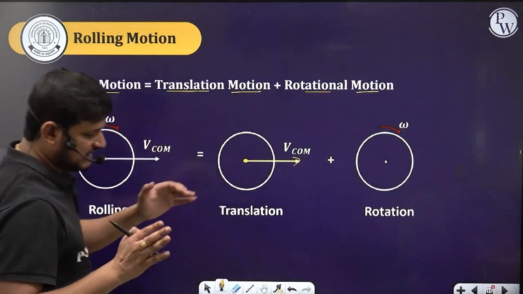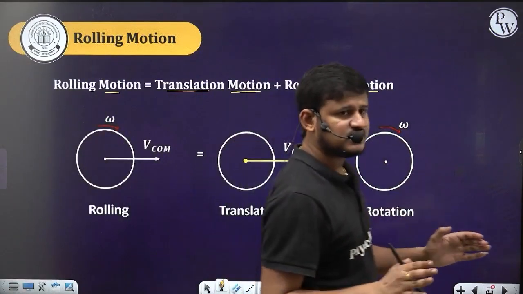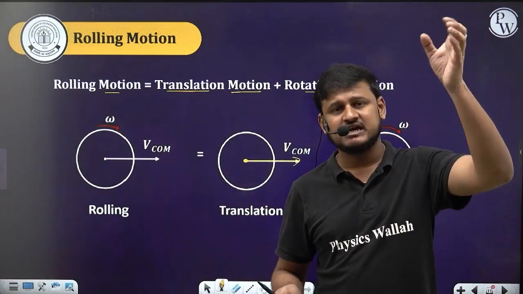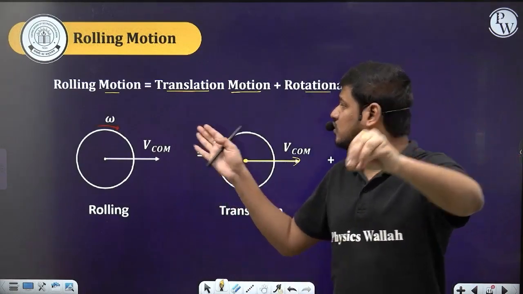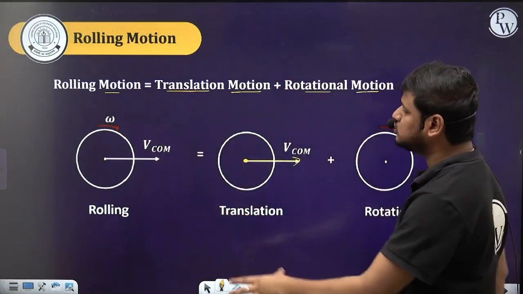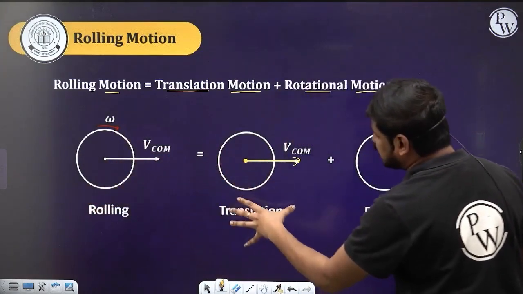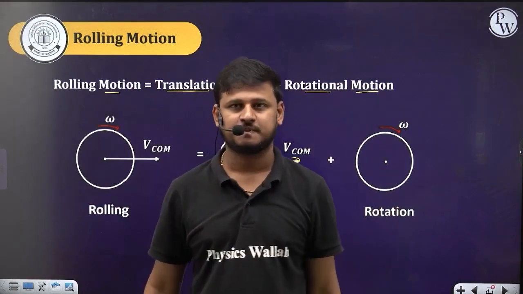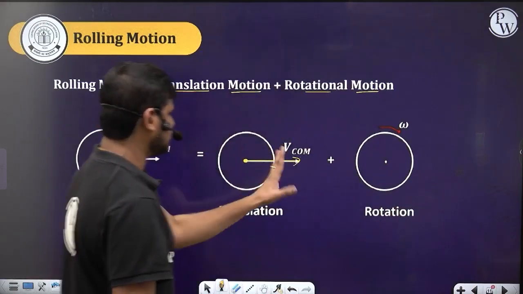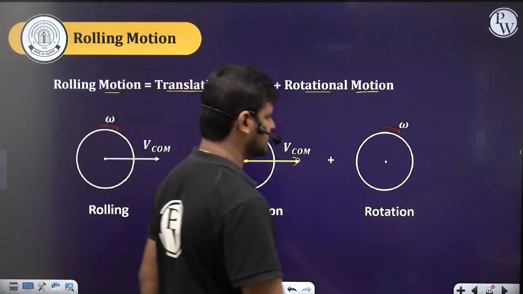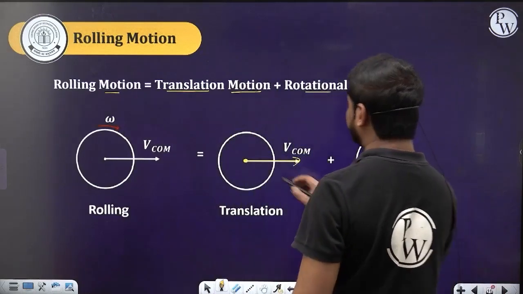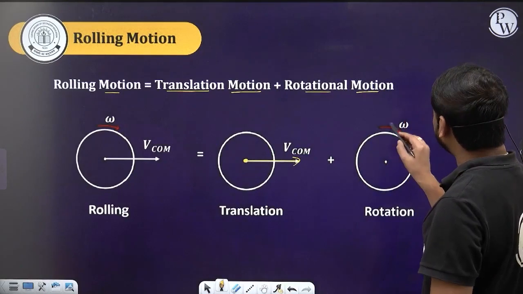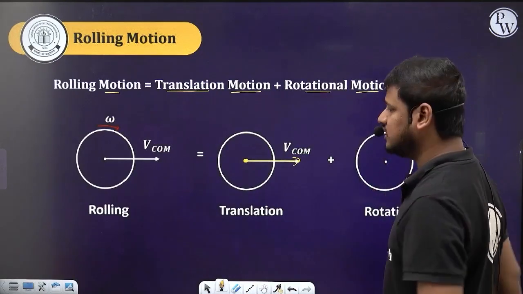Like how we split the projectile motion into x direction and y direction, in the similar manner in rolling motion questions we are going to split it into translational motion and rotational motion, then you can solve any question. Try to understand this part. We'll take the questions, you will understand better. The center of mass moves with a velocity v_com, and all the other particles will have the angular velocity omega.